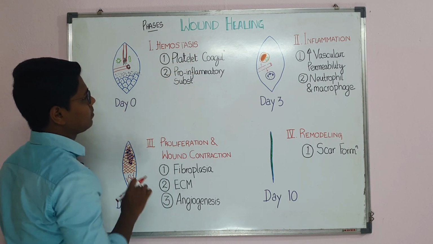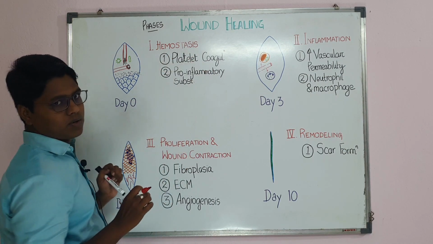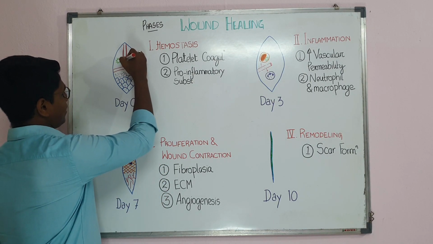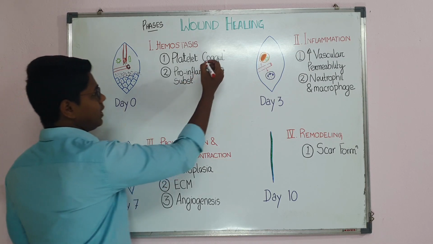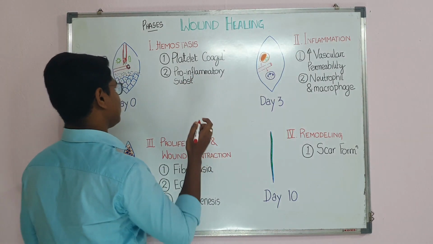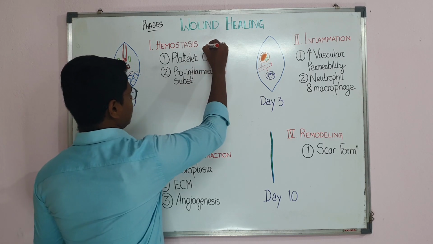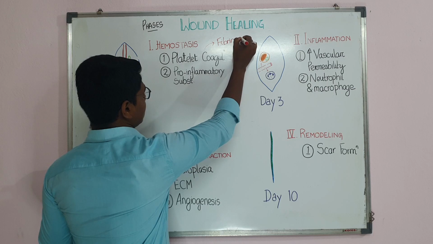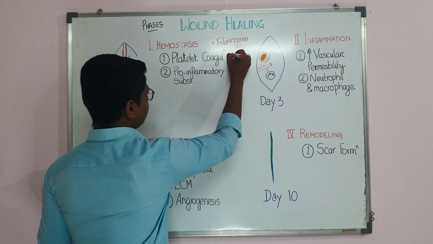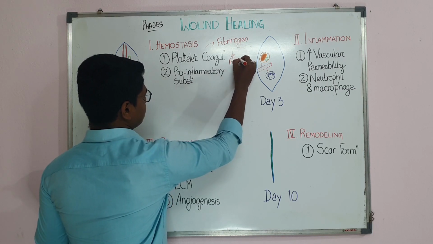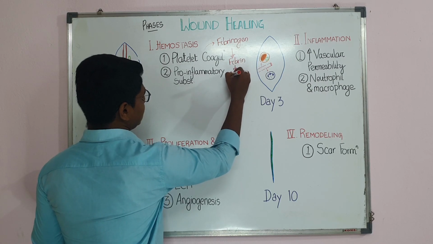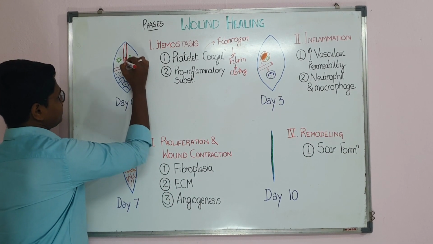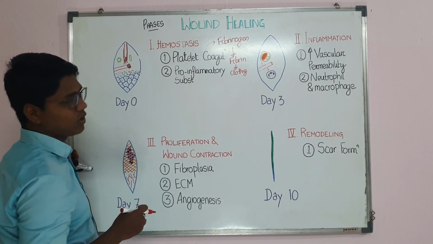In hemostasis, what will happen? There will be platelet coagulation. You know platelets. Okay, the platelets will come to the end point from where there is bleeding. Okay, you may know the clotting mechanism. I won't go to the details. So what will happen in coagulation? The fibrinogen will be converted to fibrin. This fibrin will do the clotting. So there will be clot formation. Here and here there will be clot formation.